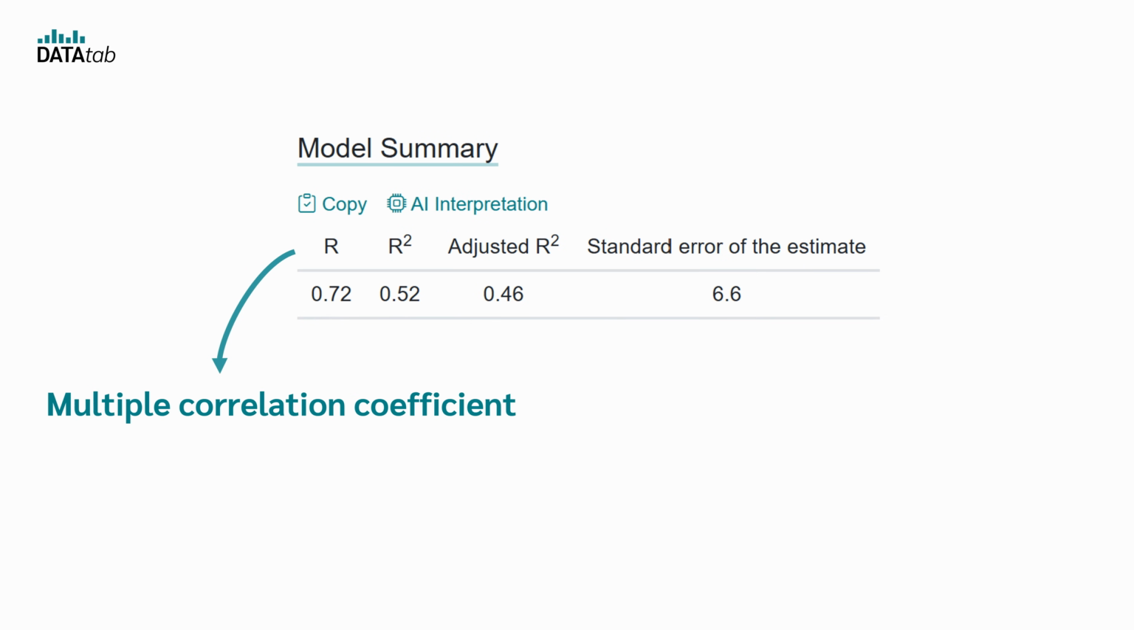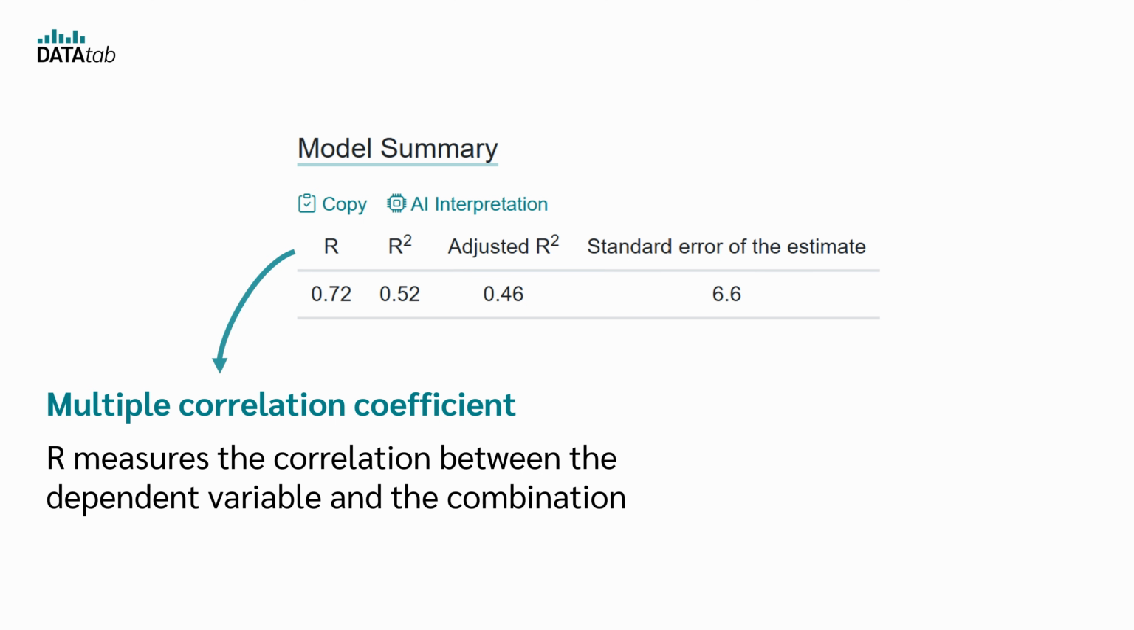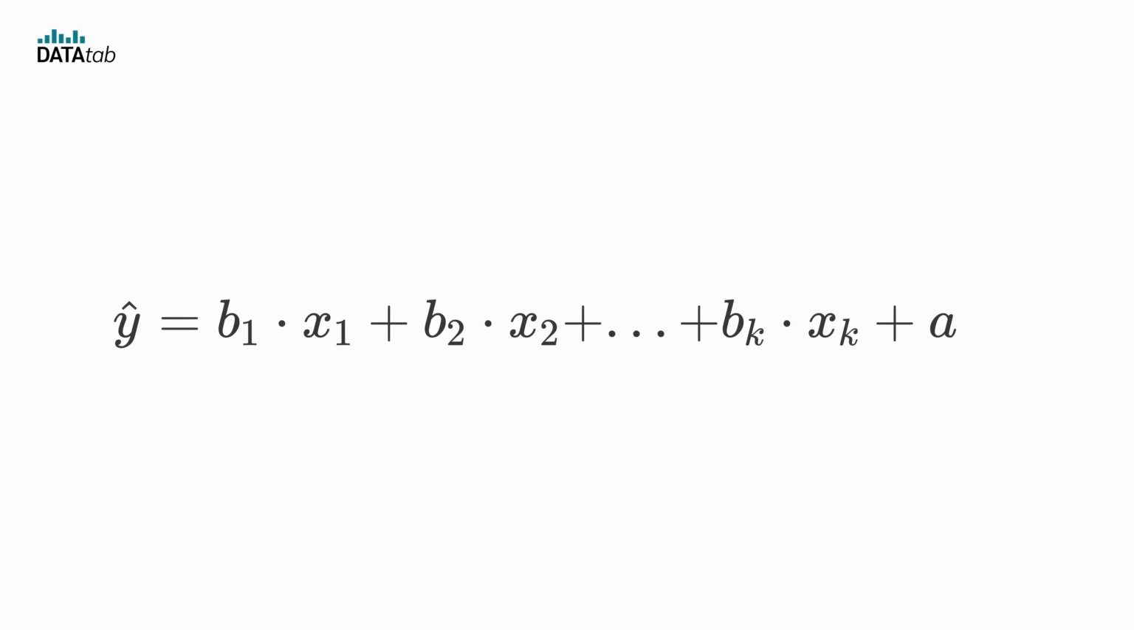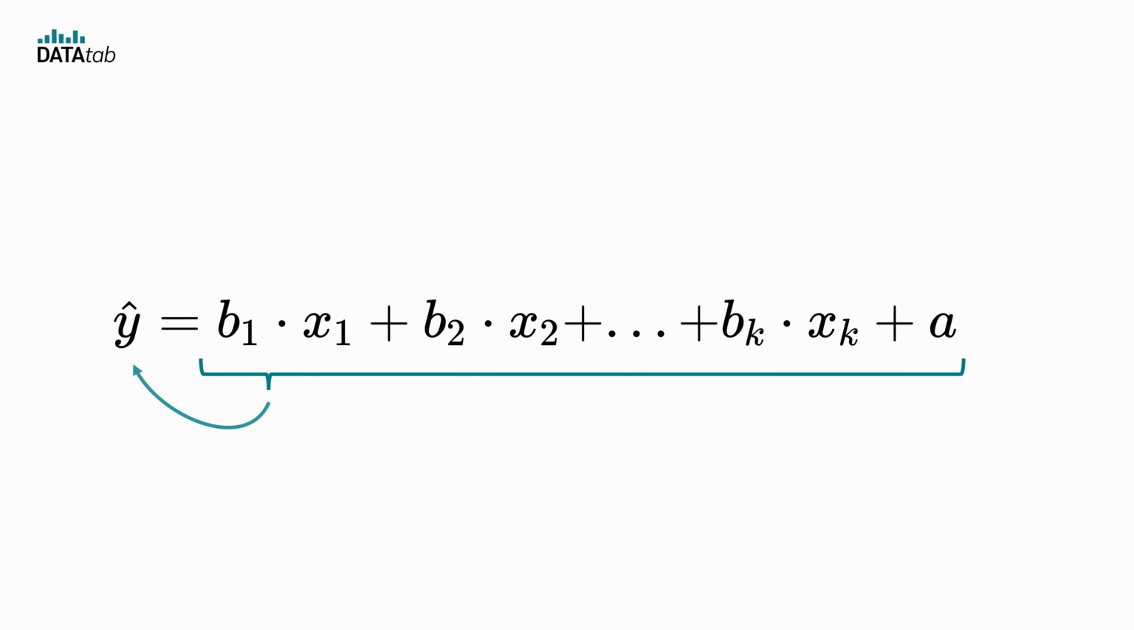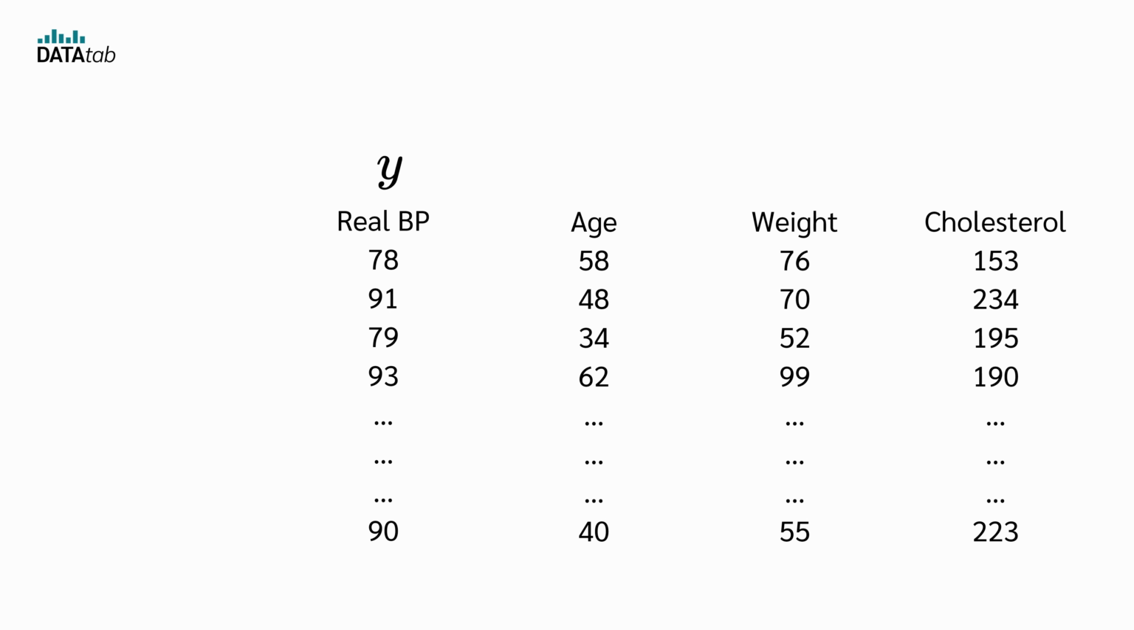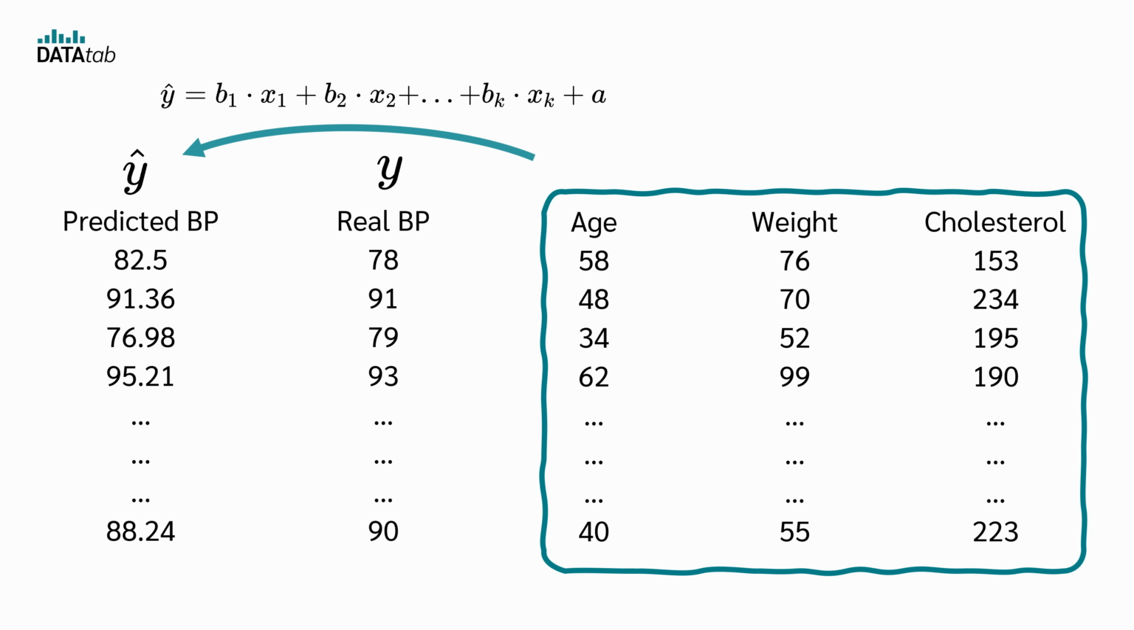First, we get the multiple correlation coefficient R. R measures the correlation between the dependent variable and the combination of the independent variables. What does that mean? Here we have the equation for linear regression. Once the coefficients are determined, we can sum all up and calculate the predicted values y hat of the dependent variable. So if we use our example data, we have the real blood pressure data and we can predict the blood pressure data with the regression model.